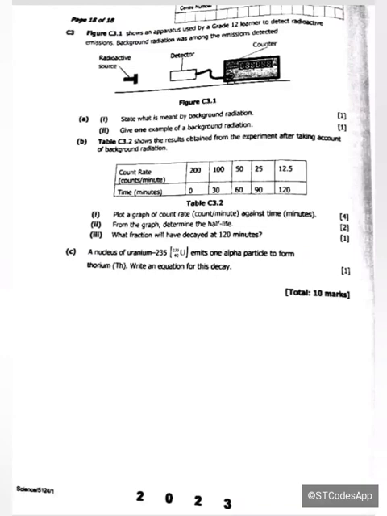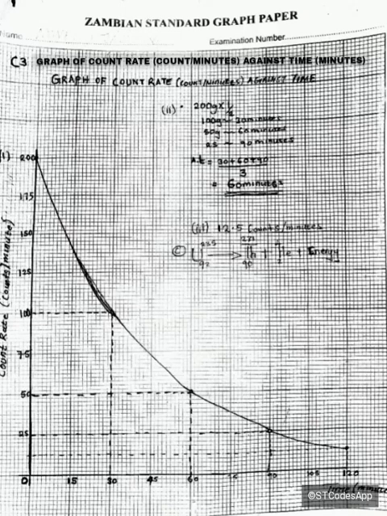Apart from that, whenever you're drawing a graph it should have a title. In this case, the title is going to be the graph of count rate, counts per minute, against time in minutes. When you use capital letters when writing the title, don't underline it. When you use small letters when writing the title, you need to underline it.